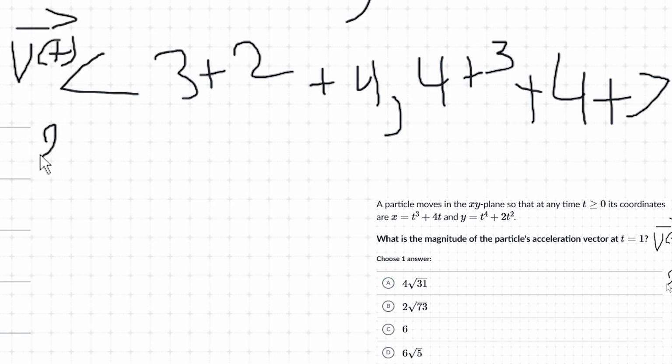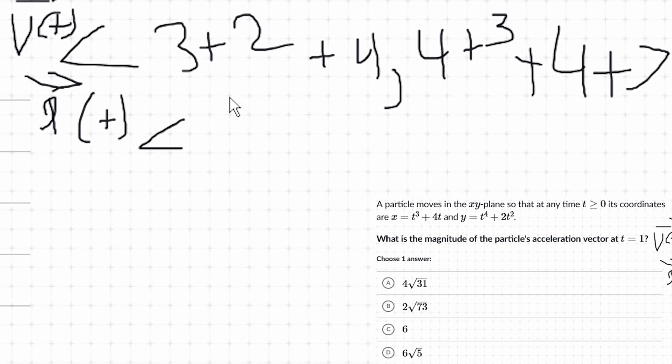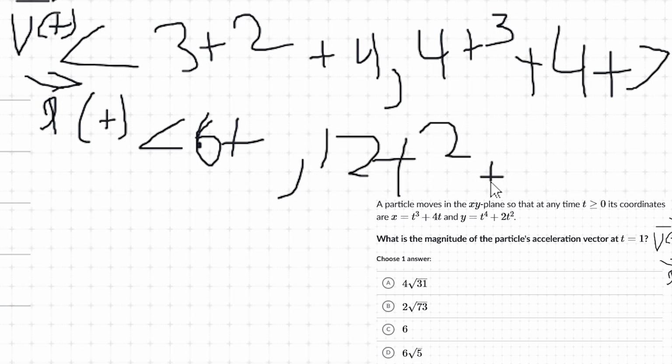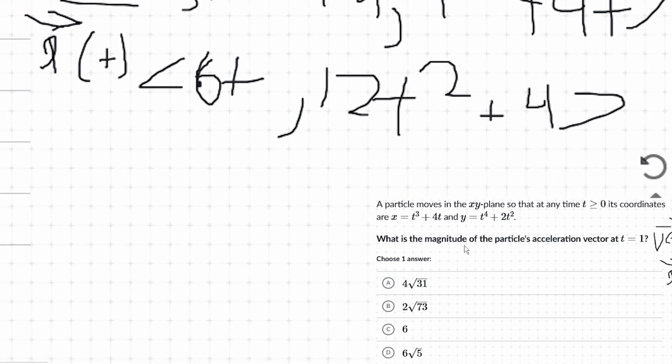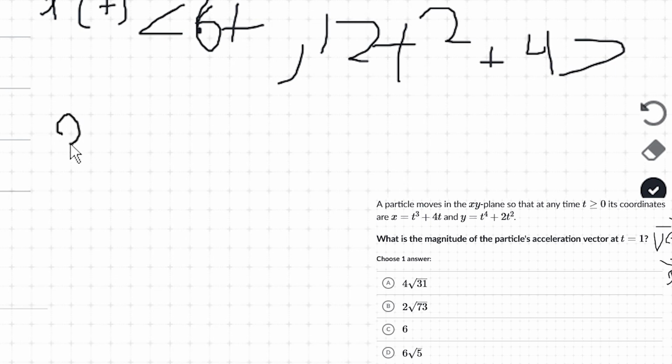And then next up, let's find the acceleration vector. So the acceleration vector would be something along the lines of 6t, just straight up 6t, no 4 anymore here, and 12t squared plus 4 here. So boom, we got our acceleration vector, and now we have to find the magnitude of this at t equals 1. So in this case, we have to find the values of the acceleration vector at 1. So there we go.